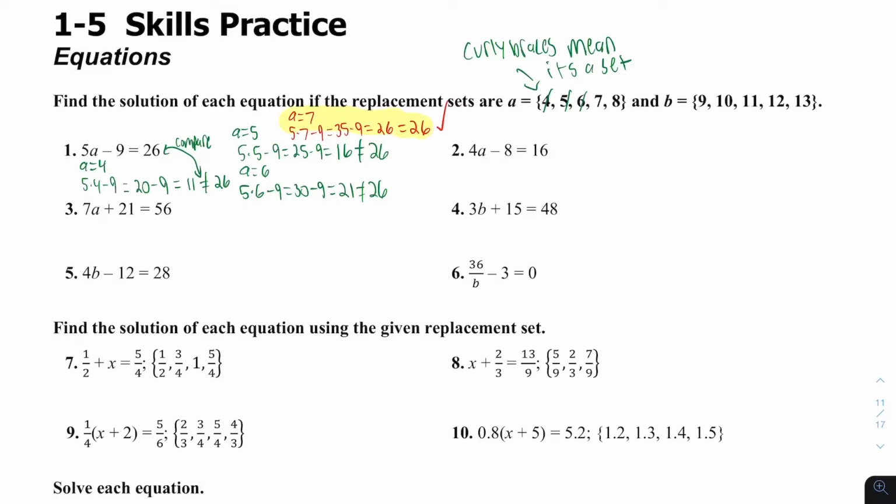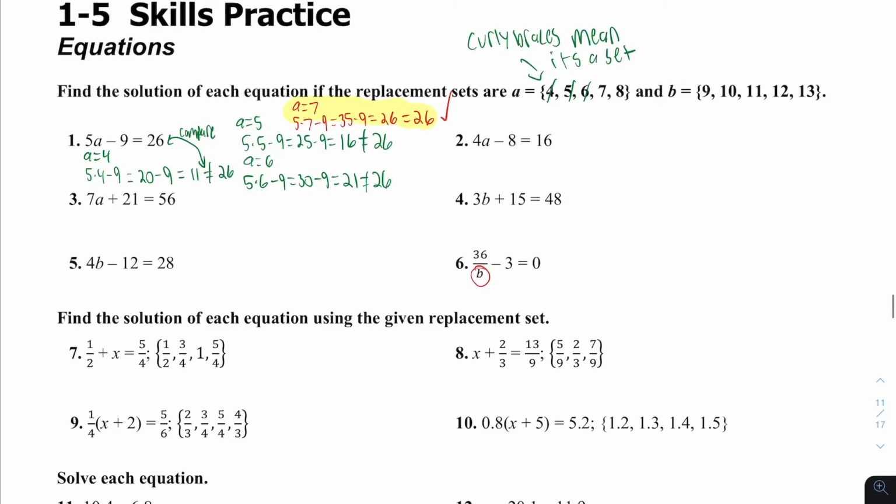I'll go to number 6 because that's the only one that's really different. We're going to plug in B. It says B, so that means we're going to use set B. The first number for B is 9. So we're going to check B equals 9. If B is equal to 9, then we're going to replace it with 9. 36 divided by 9 minus 3 equals 4 minus 3 equals 1. Is 1 equal to 0? No, it's not equal. So that's not the one we're looking for.